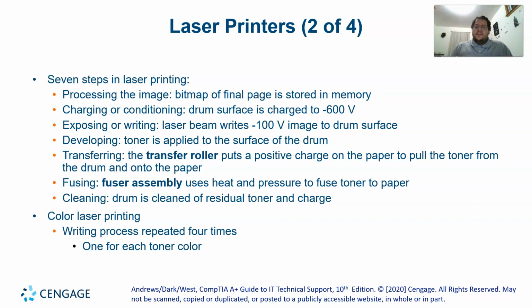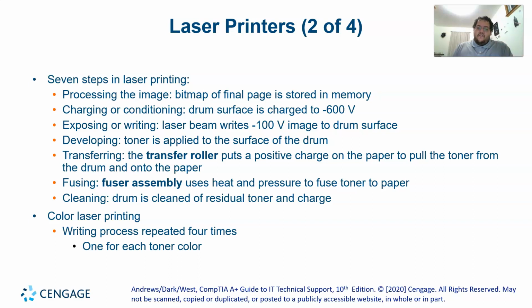The toner is applied to the surface of the drum. Then it transfers it to the paper, and then it fuses it, heating it up and fusing it to the paper. The process repeats 4 times, one for each toner color. So if you have a color printer, it's doing the same process 4 times. It's a lot of different steps.